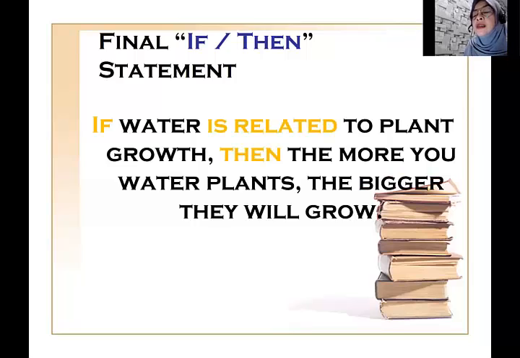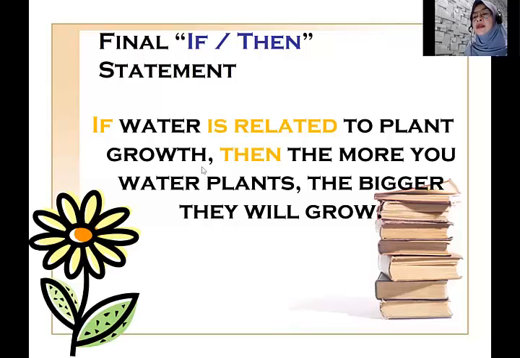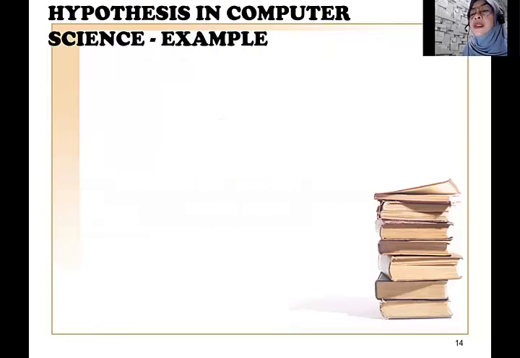If water is related to plant growth, then the more you water the plant, the bigger they will grow. So you can have a look at the if statement and "is related then". And between that, water is the independent variable, plant growth is the dependent variable. So let's have a look at hypothesis in computer science.